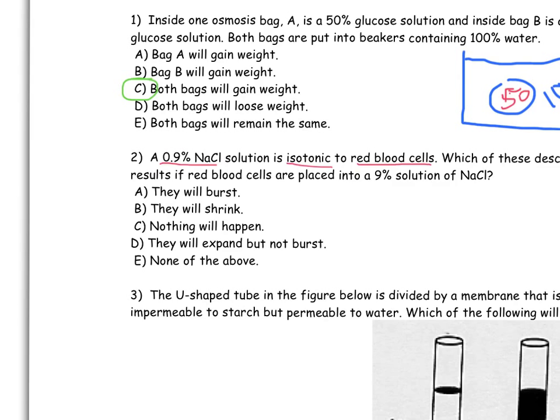How do I know that? Because isotonic is one of those vocabulary words that you should have already put on index cards and tried to memorize. Hypertonic high, hypotonic low, isotonic equal. So if these two are isotonic to one another, then they're equal to one another. So this is 0.9, and this is 0.9.